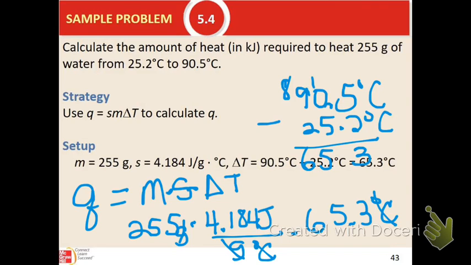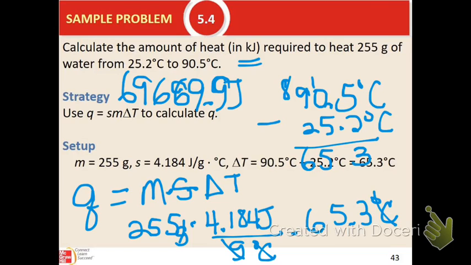We're going to take 255 times 4.184 times 65.3, and I got 69,669.9 joules. And it asks for it in kilojoules, so we're simply going to divide that by 1,000 to take it into kilojoules, which means 69.7 kilojoules. So that would be our answer.